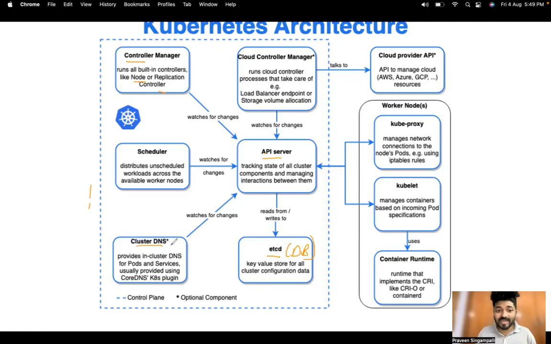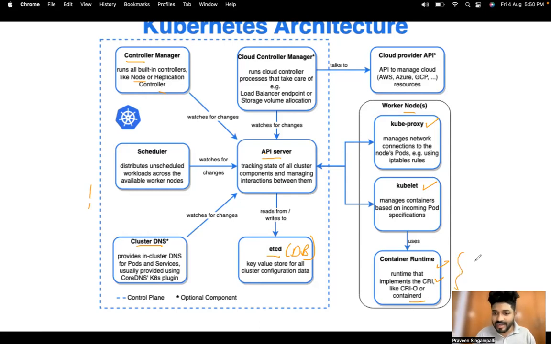Cluster domain name system, DNS, provides in-cluster DNS for pod services, usually provided using the CoreDNS K8s plugin. Okay. Now you see what the worker node components are: kube-proxy, kubelet, and container runtime. The kubelet uses the container runtime, right? And you see a runtime that implements the container runtime interface, right? Or CRI-O or containerd.